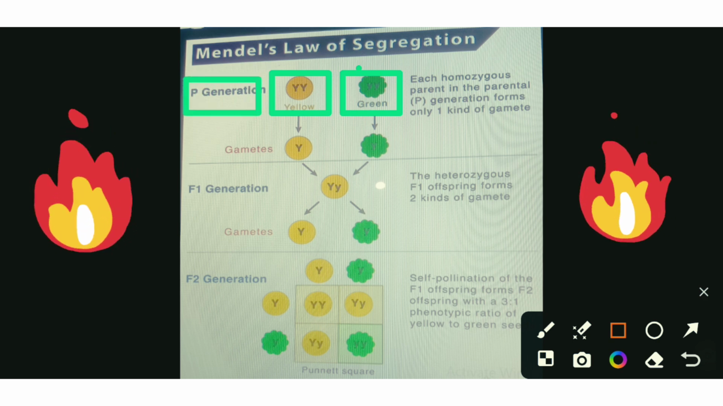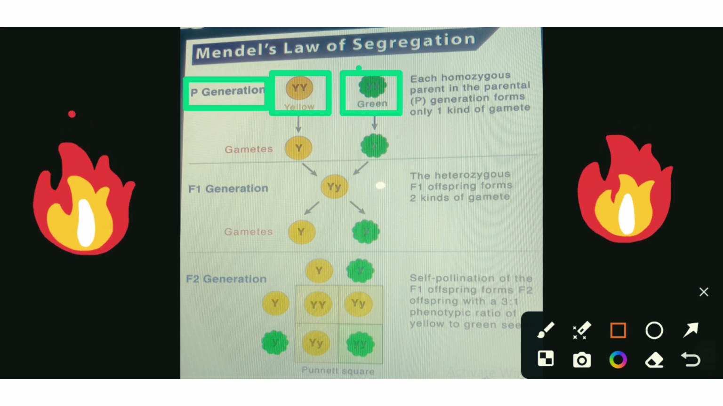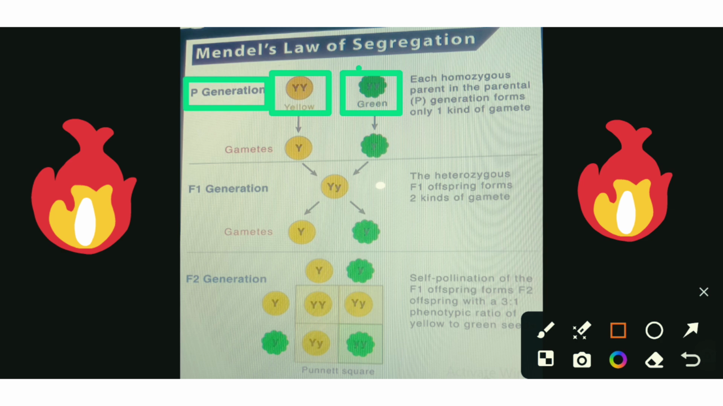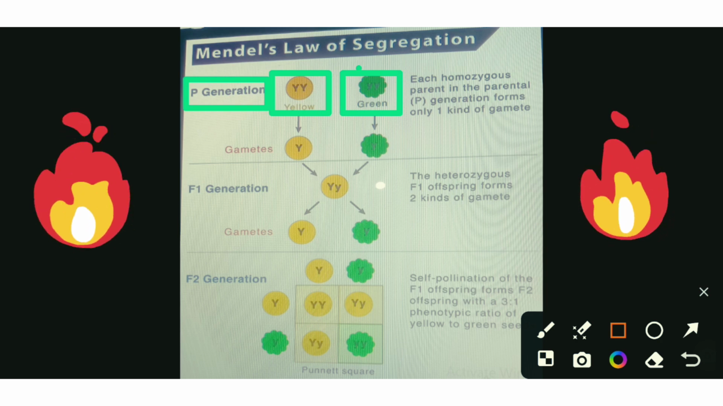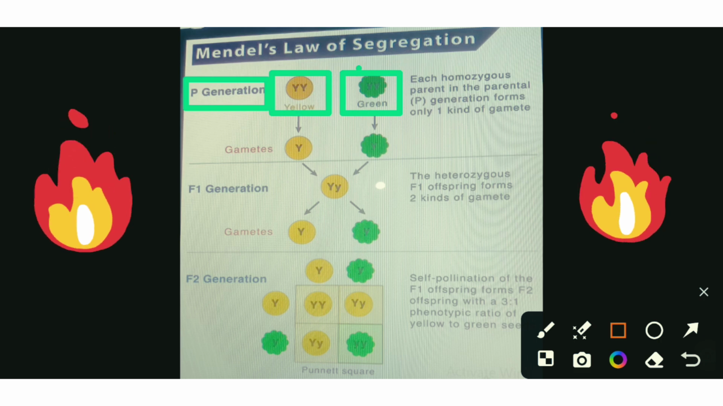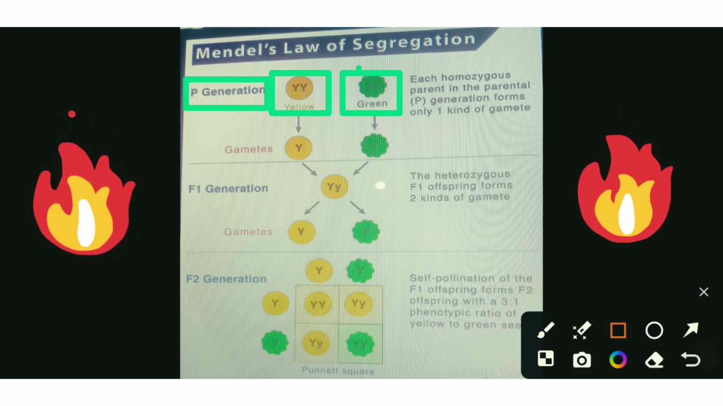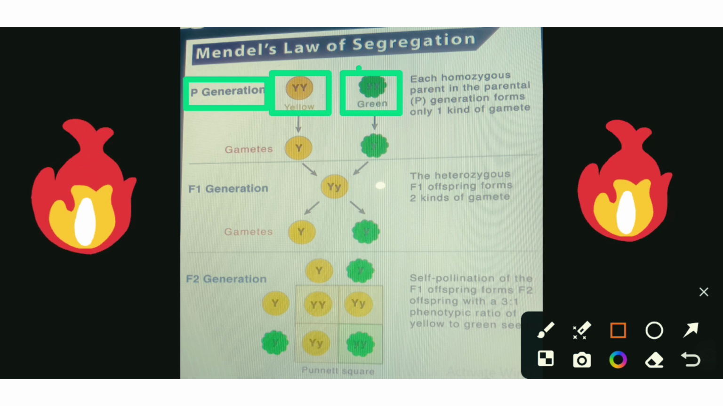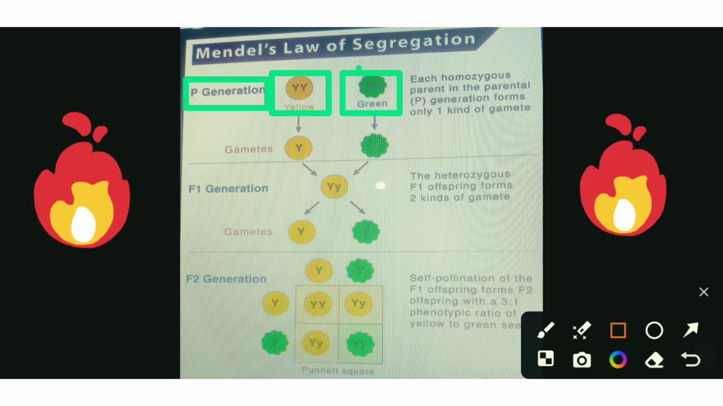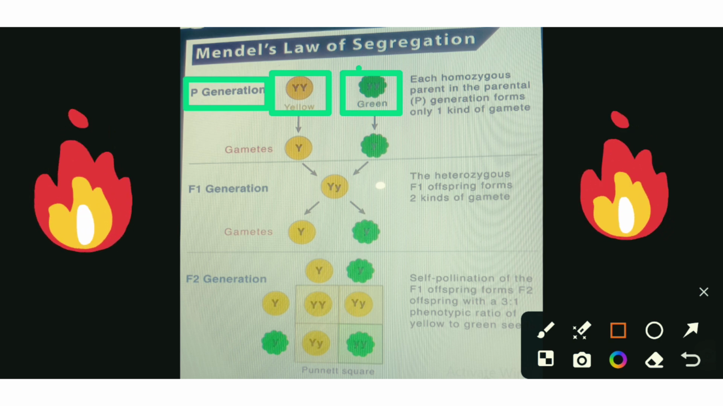Firstly, in the parental generation, Mendel chose a yellow pea plant. We will consider it as capital Y. And on the other hand, Mendel chose a pea plant which is green in color and wrinkled in shape.